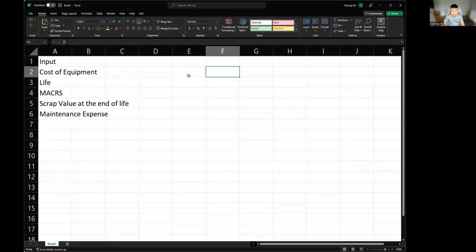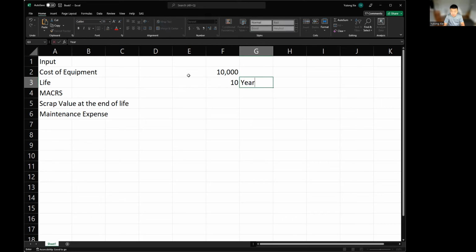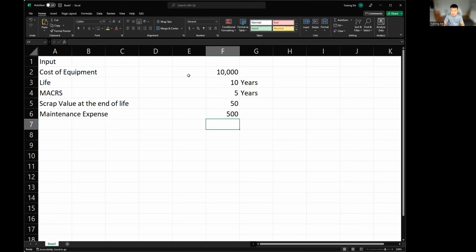Depending on which section you are, I probably put the numbers of the input in different columns, but for now, we're just going to do column F. Okay, so for the cost of equipment, it's $10,000. The life is 10 years. MACRS is 5 years. Scrap value is going to be 50,000. So maintenance expense is 500,000 each year.